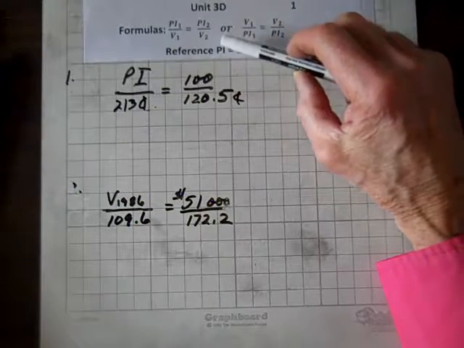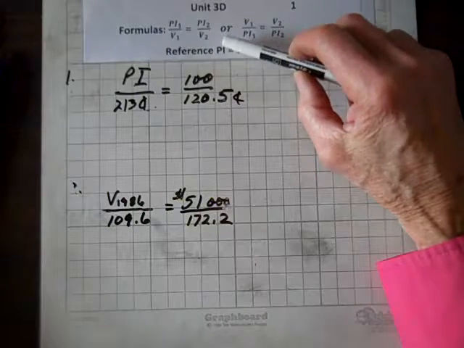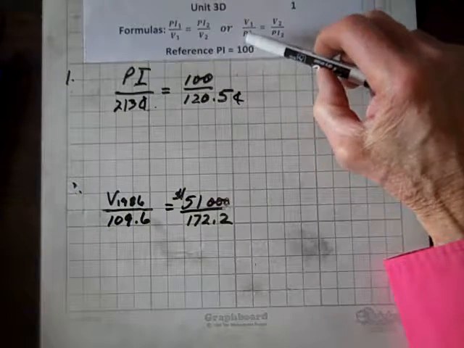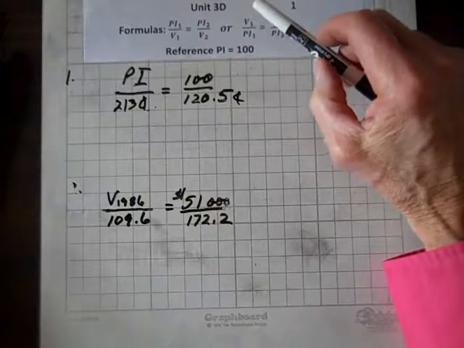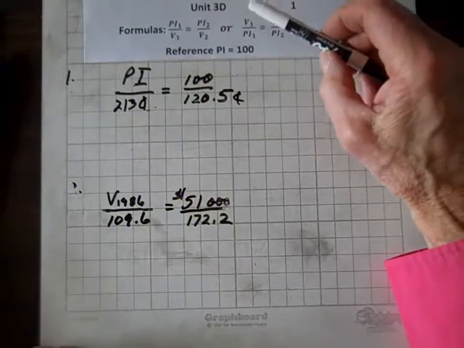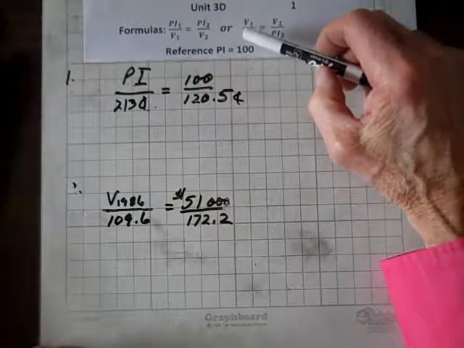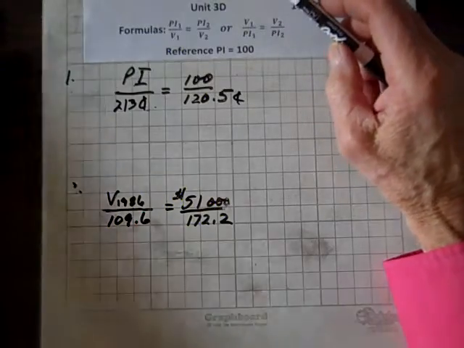And also remember, the reference price index number is always equal to 100. So when they declare some value as the reference value, then its corresponding index number is 100. Now let's do number 1.